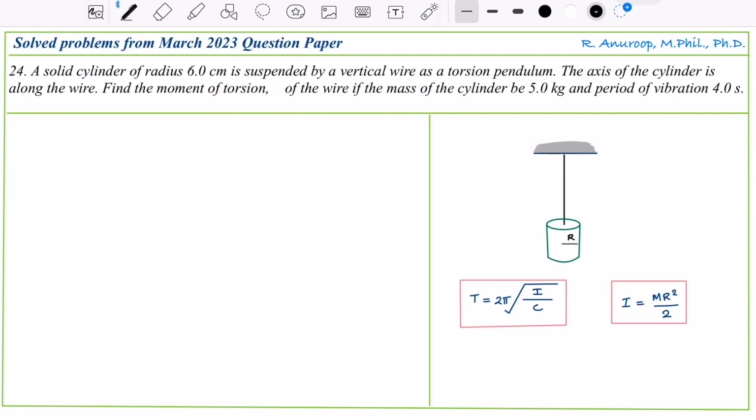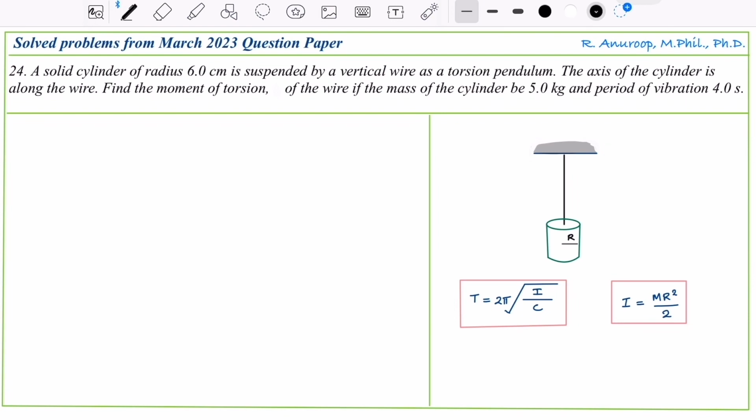The next question is, a solid cylinder of radius 6 cm is suspended by a vertical wire as a torsion pendulum. The axis of the cylinder is along the wire. Find the moment of torsion of the wire if the mass of the cylinder be 5 kg and the period of vibration is 4 seconds.